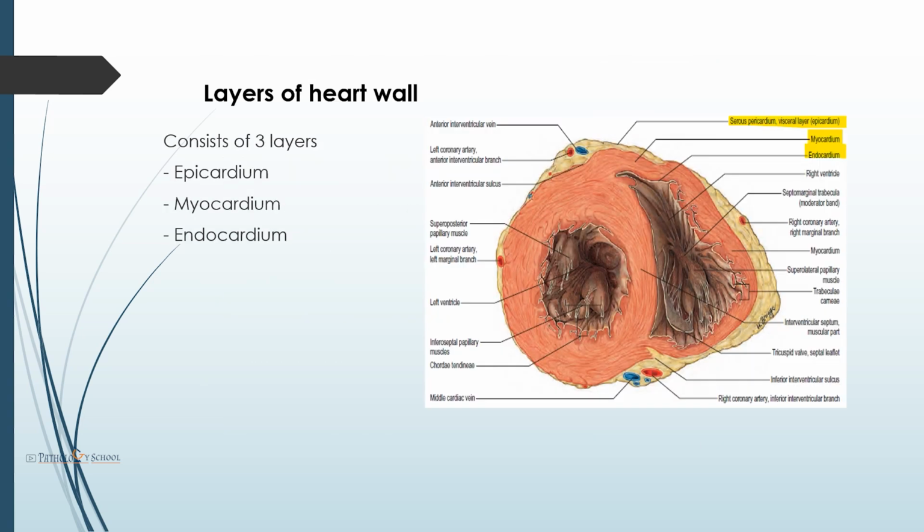Layers of the heart wall. It consists of 3 layers: the outer epicardium, the middle myocardium and the inner lining of endocardium.